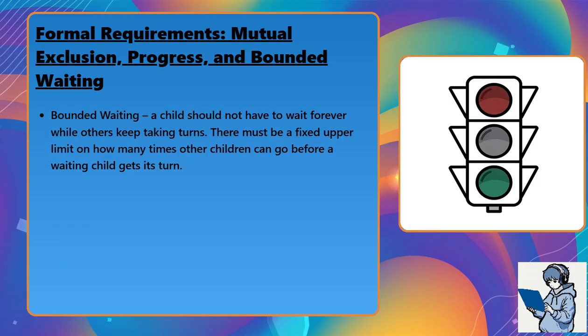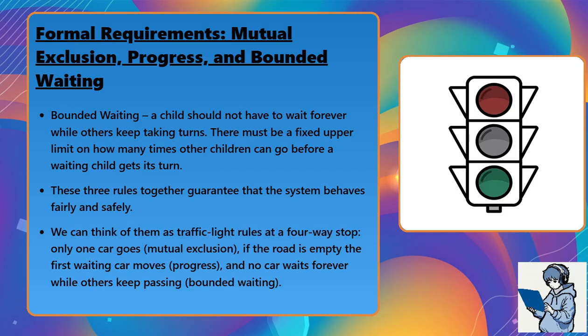Bounded waiting: a child should not have to wait forever while others keep taking turns. There must be a fixed upper limit on how many times other children can go before a waiting child gets its turn. These three rules together guarantee that the system behaves fairly and safely. We can think of them as traffic light rules at a four-way stop. Only one car goes: mutual exclusion. If the road is empty, the first waiting car moves: progress.